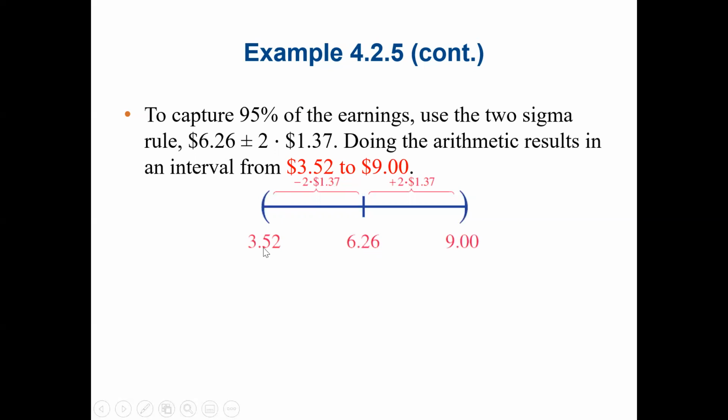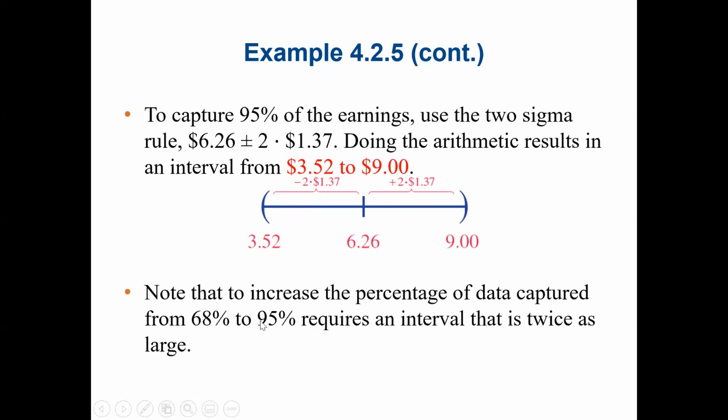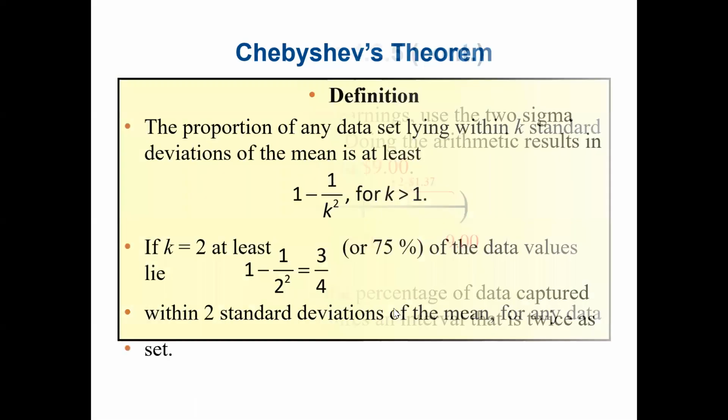That will give us 3.52. Then 2 times 1.37, adding to 6.26, that will give us 9.0. So that will be the interval between, again, 3.52 to 9.50.